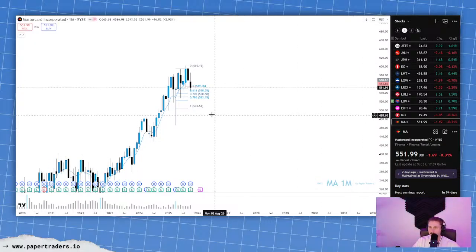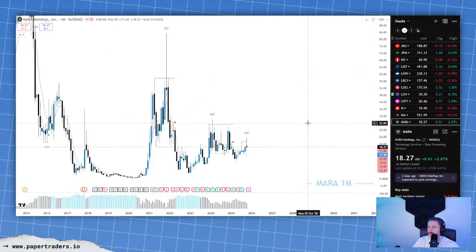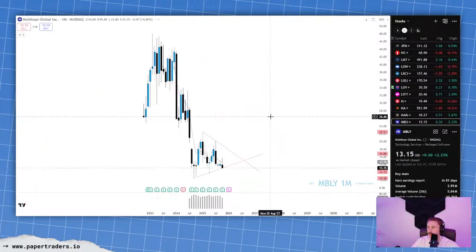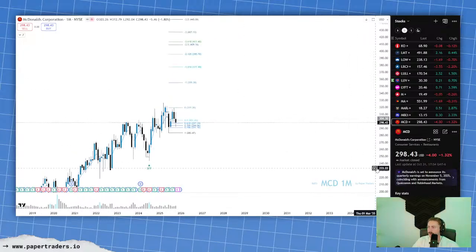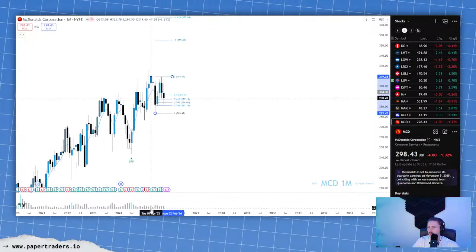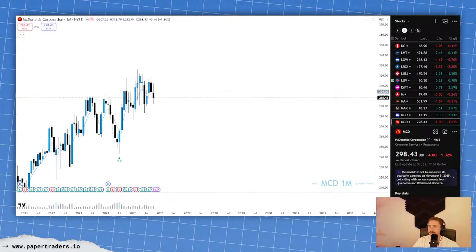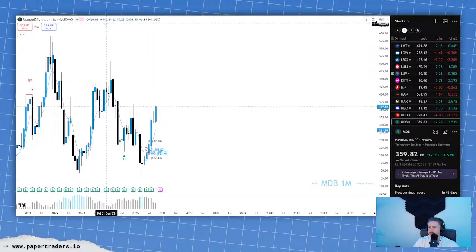MA short. MasterCard. Marathon, MARA, short. Yeah, gonna be a lot. That's McDonald's. Change this to G. MDB. Inside. Nothing. MDB, that looks good.